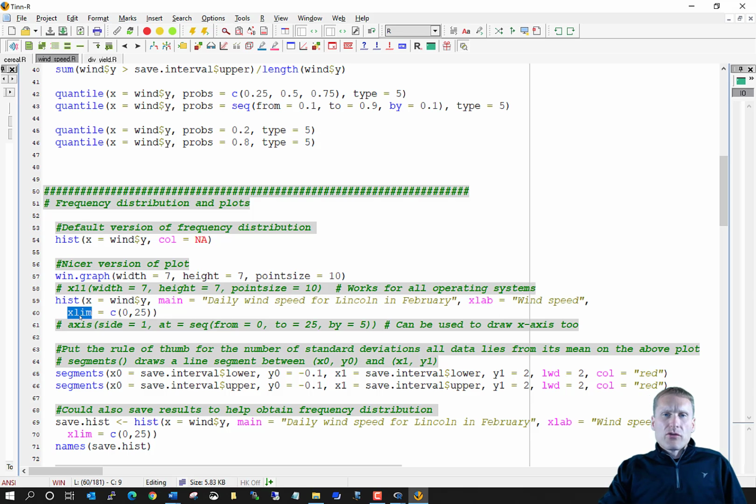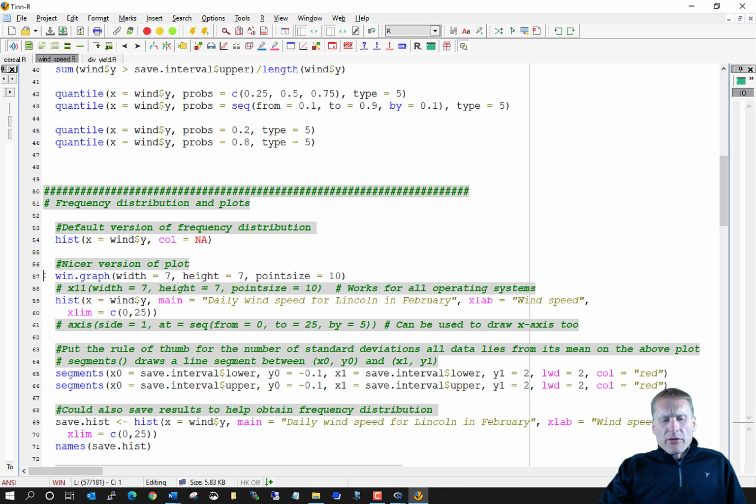And then also I'm going to control where the limits on the x-axis are drawn. I want to go from 0 to 25. So the minimum value, the maximum value, and I combine them together. We saw something very similar when we used the plot function in our introduction to R section.